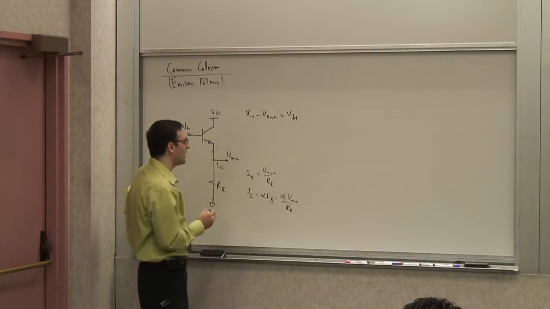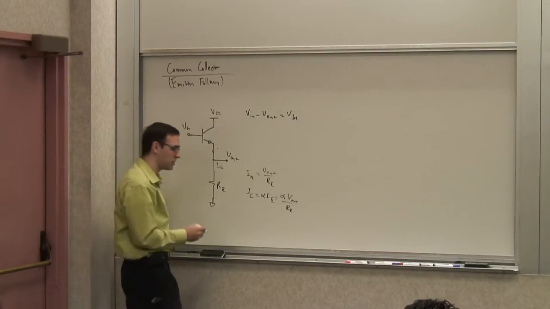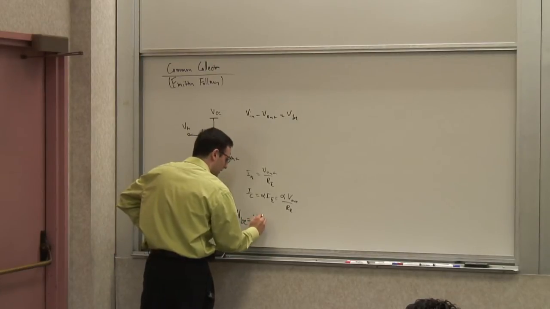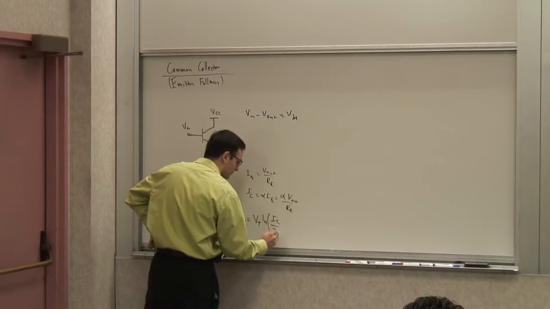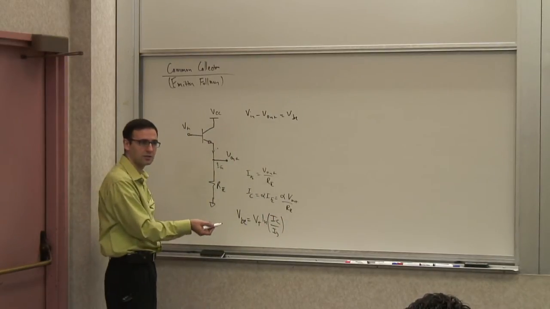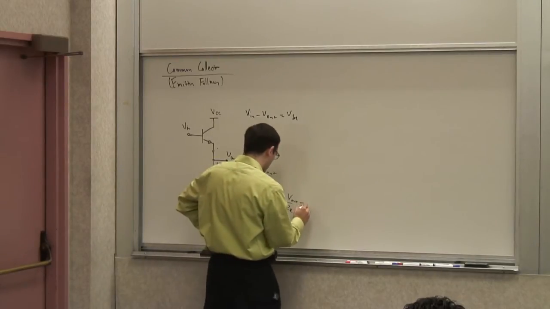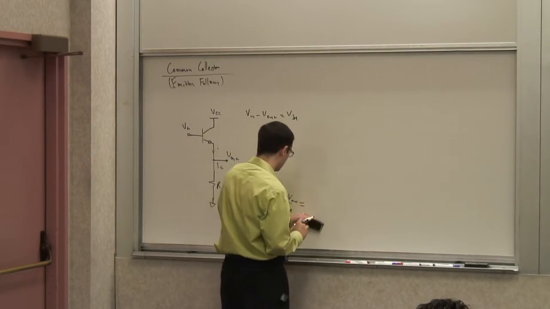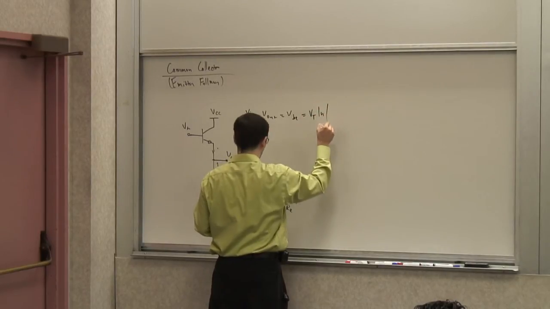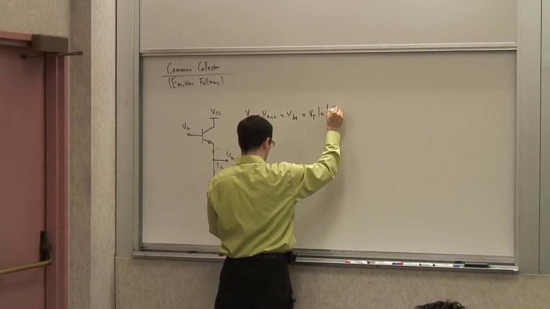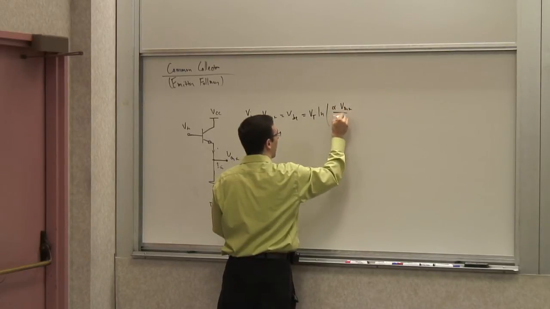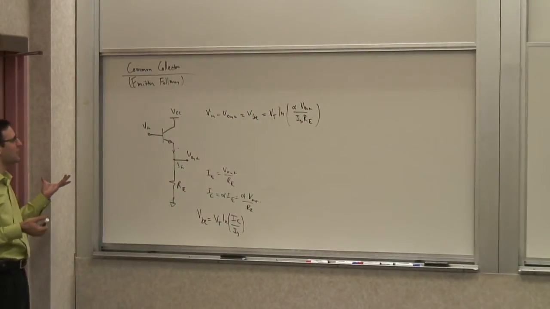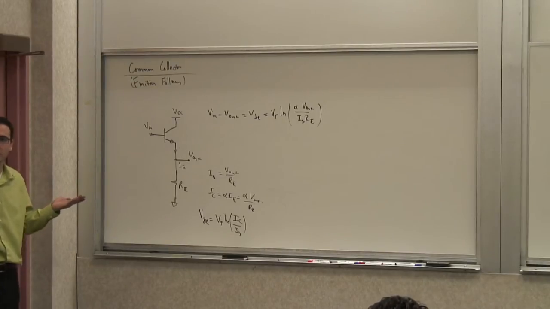Now, I want to determine VBE in terms of collector current, and I know the relationship between VBE and collector current. VBE is VT natural log of IC over IS, which is the inverse of the exponential relationship. So I can write this as VT natural log of alpha VOUT over IS RE. So you can see I have a nonlinear equation describing the relationship between VIN and VOUT in that case.